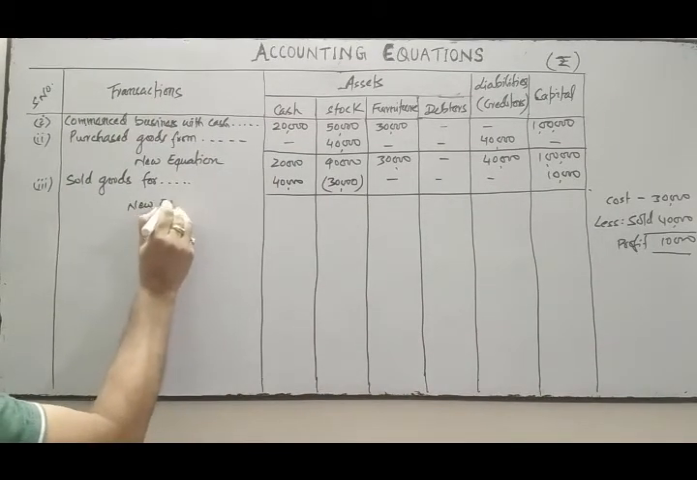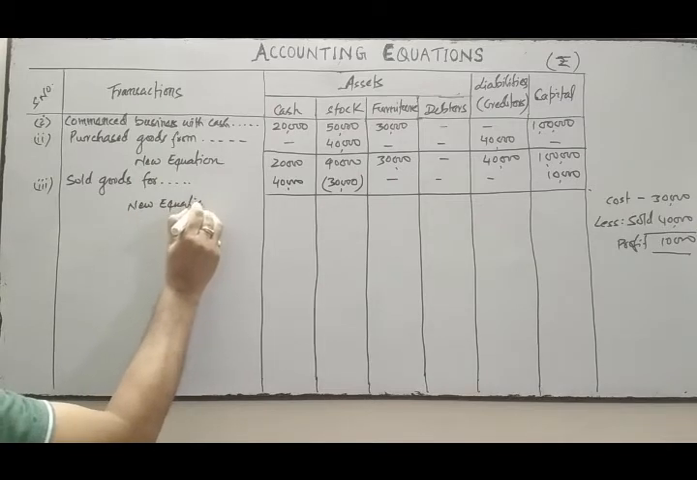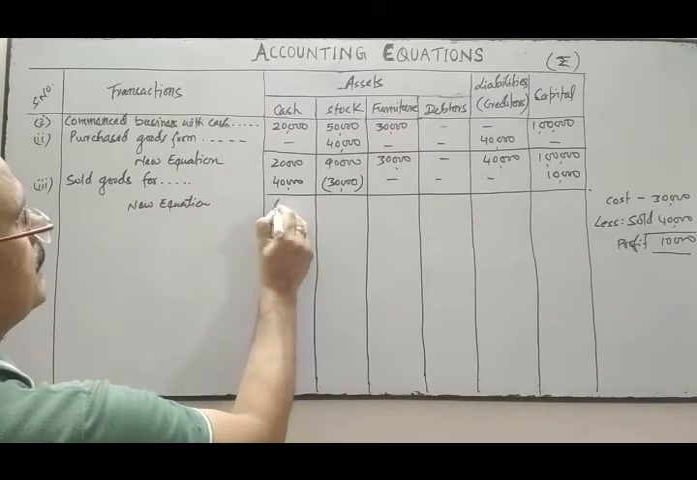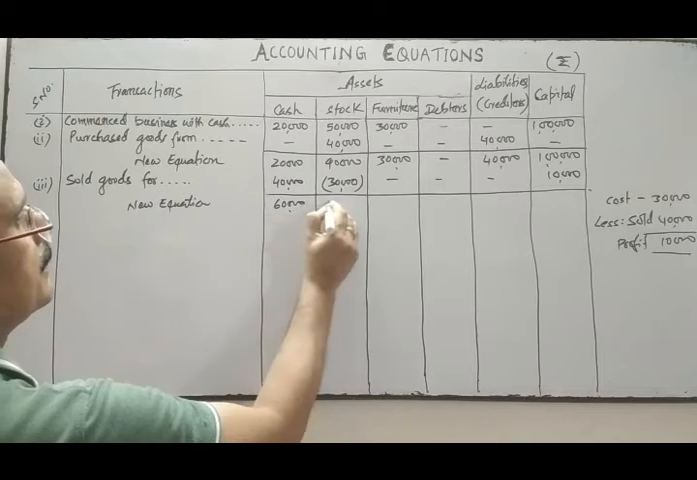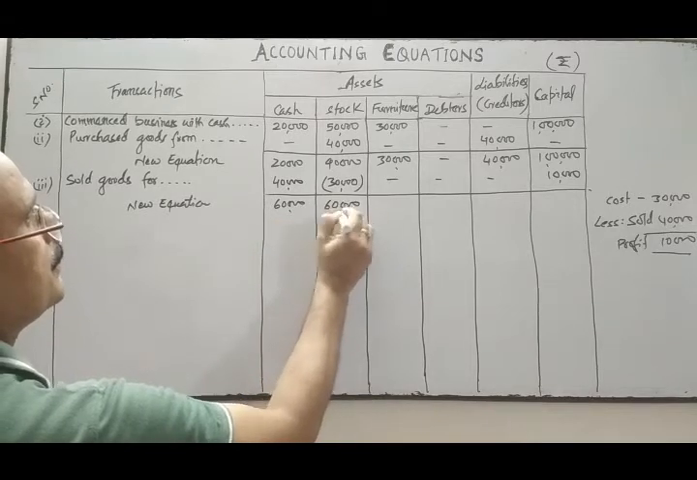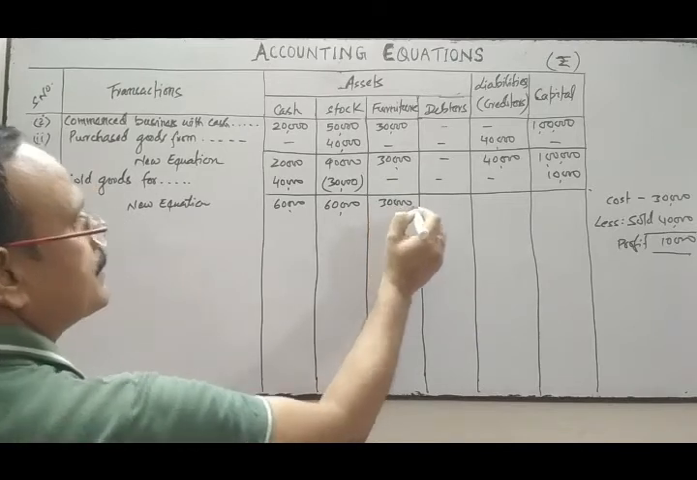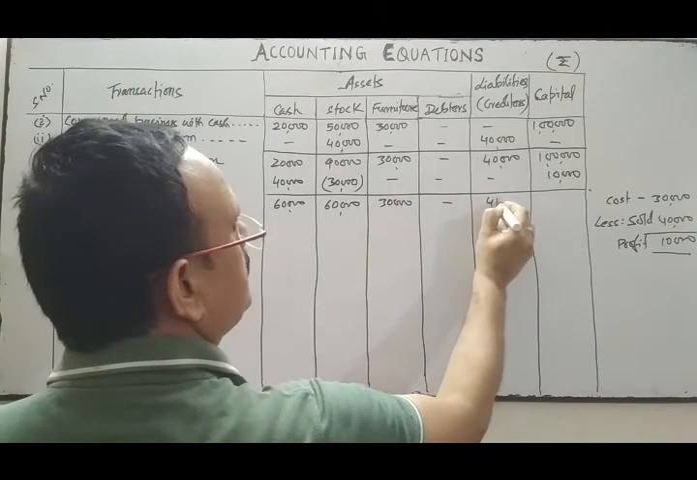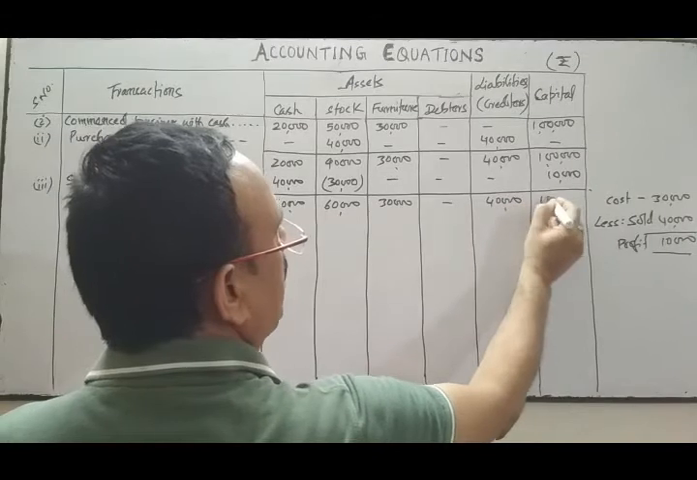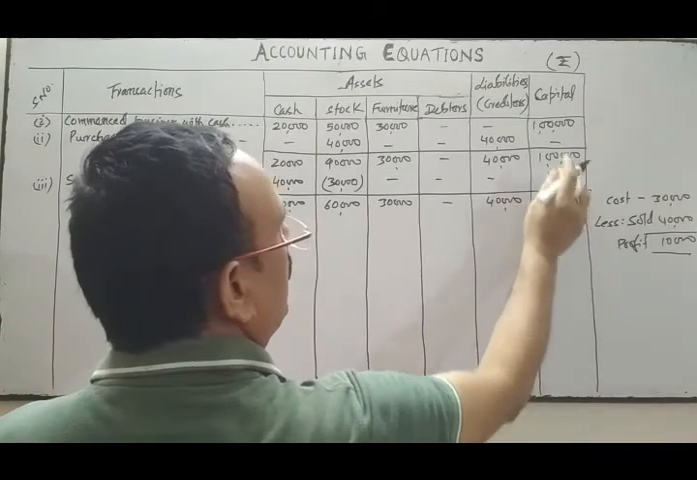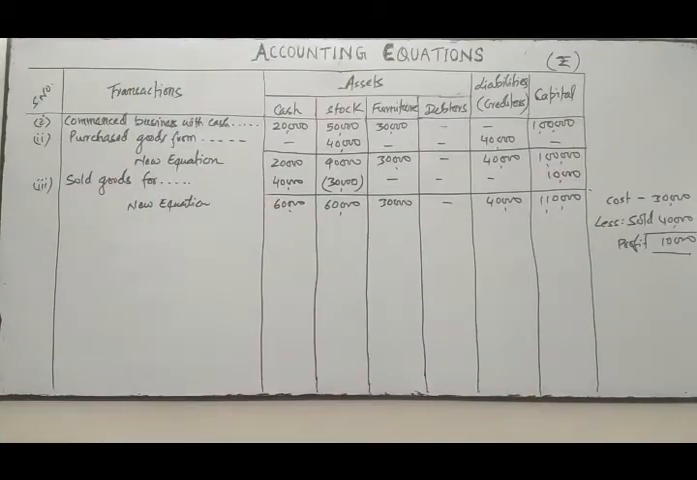Now the new equation after the third transaction: 60,000 cash, 60,000 stock after reduction, 30,000 furniture as it is, 40 creditors as it is, and capital 1 lakh 10. 1 lakh plus 10,000, 1 lakh 10 is the new equation after the third transaction.